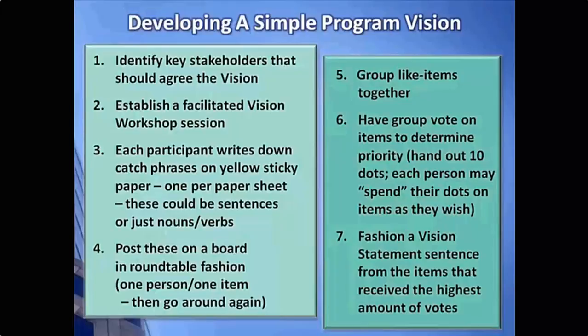In step 6, have the group vote on the different groupings that you have on the board there and determine the priority. One way to do this is, I like to use sticky dots. You give basically 10 dots to each person, and they can spend their dots on the items as they wish. They can put all 10 dots on one item if they wish to, or they may split that among several items. It's up to them. Once you have that, you have a little bit of a priority in terms of where people are looking and thinking and what seems most attractive to them. You've got a lot of words on the board, and you can now start to fashion a vision statement sentence from the items that receive the highest amount of votes.